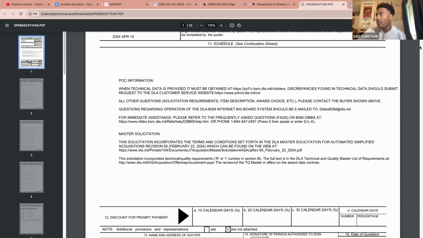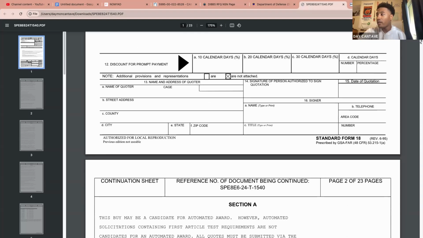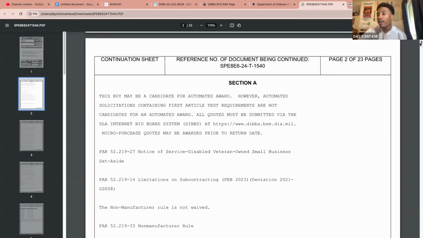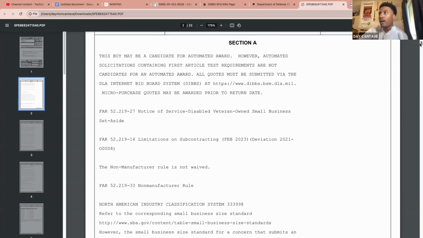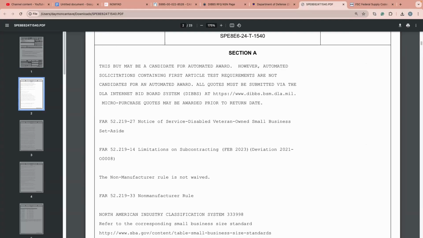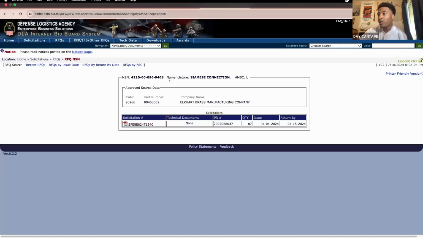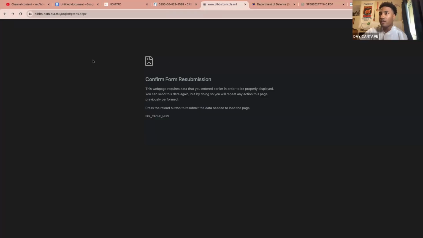And then we come down here, and now we're in section A. I don't know if you guys noticed, but I saw it, and I didn't want to say anything until we opened it up. Here it says notice of service-disabled veteran-owned small business set-aside. And then if you come here and look, oh, let's see, DIBS is doing that weird thing. But I want to show you guys this. You guys maybe already know this, but I'll still point it out as this is loading.